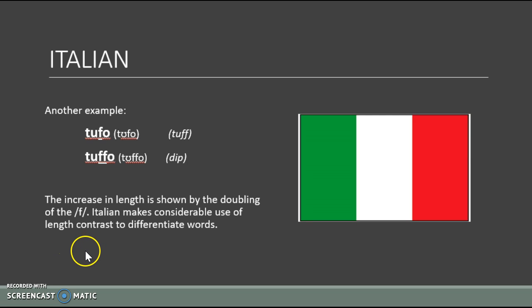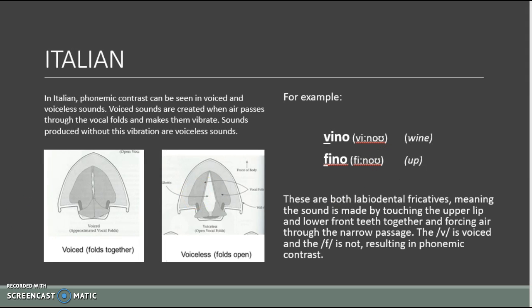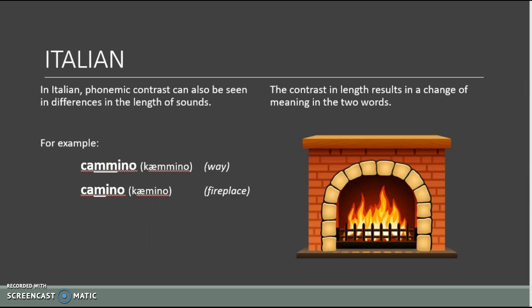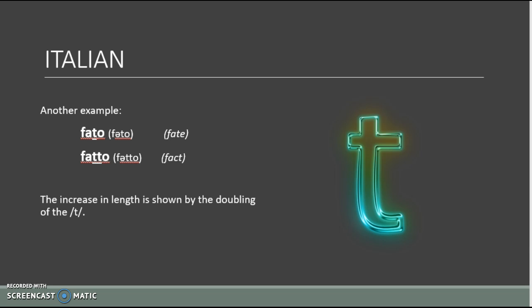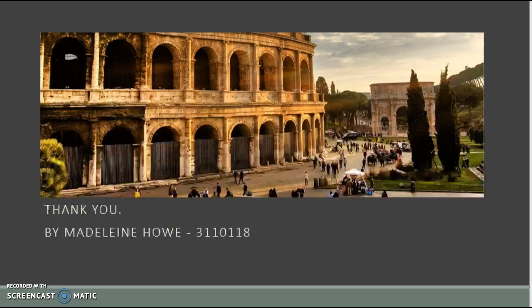Italian makes considerable use of length contrast to differentiate words. So there's dito and ditto, and off the top of my head I can't remember. But if we go back, you can also show length with a vowel sound by putting the semicolon just here as well. And I think, is that my last example? Next, tufo, tuffo.